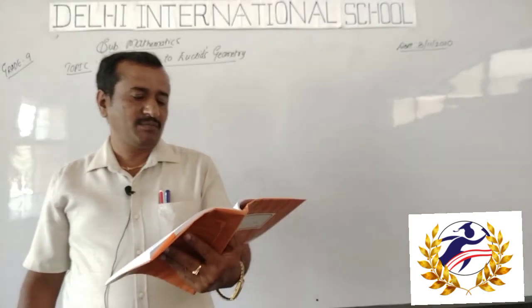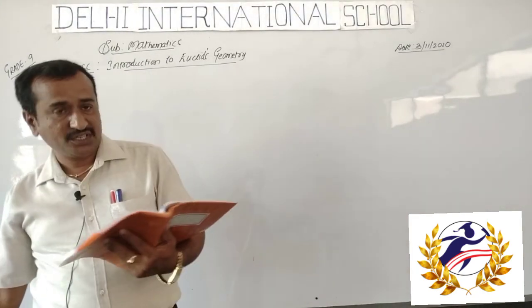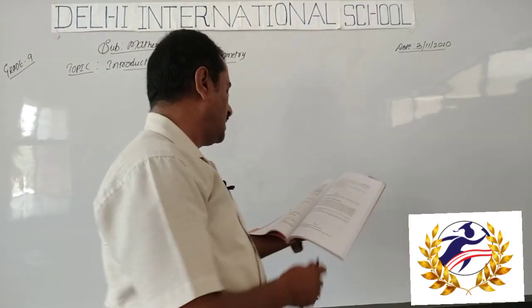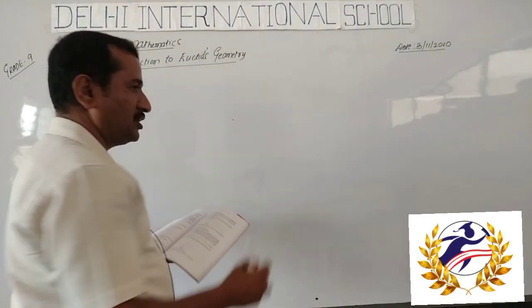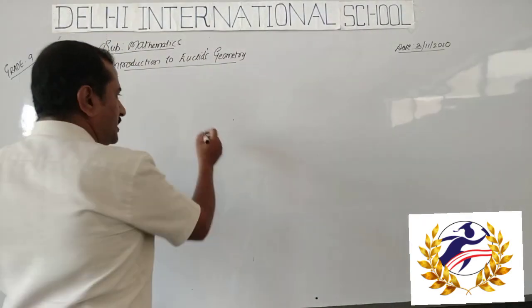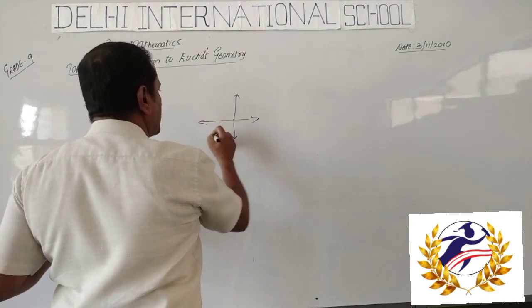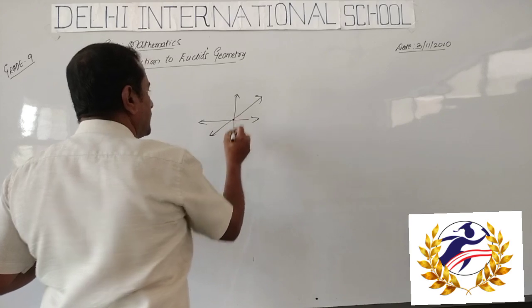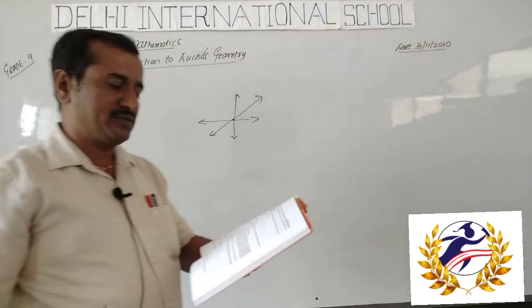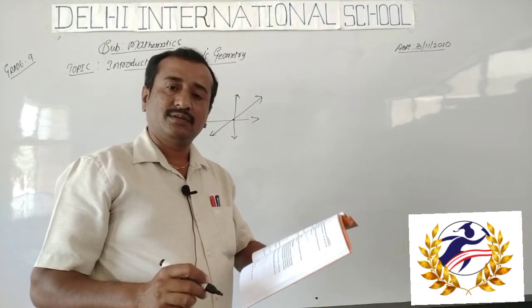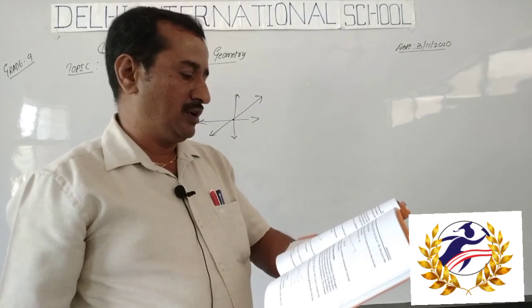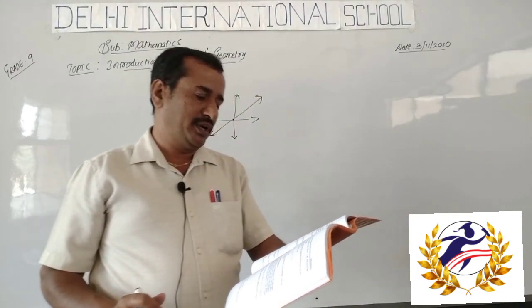Only one line can pass through a single point, whether it is true or false. Only one line can pass through a single point. It is false. Why is it? It is possible to draw innumerable lines through a point. So as a result of that, the statement is false. The reason is it is possible to draw an infinite number of lines through a point.